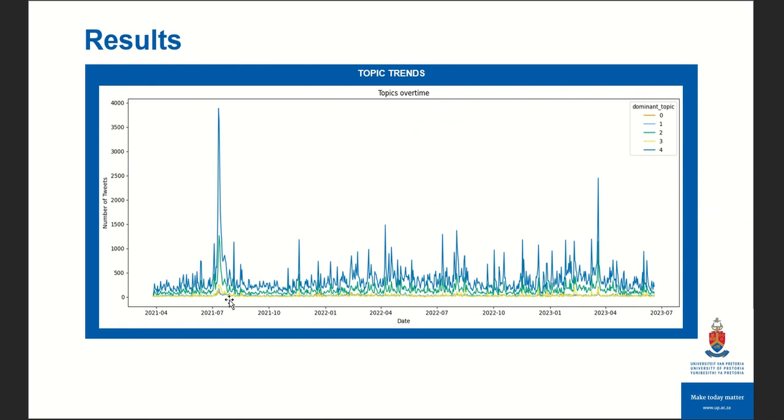Looking at the results of the topics, the topics do change over time. We see there's a spike during 2021, somewhere in July, and there's also a spike somewhere in 2023 April. But the patterns are fairly similar in a sense that category 3 is the lowest, and then category 4 seems to have the highest number of tweets in proportion.